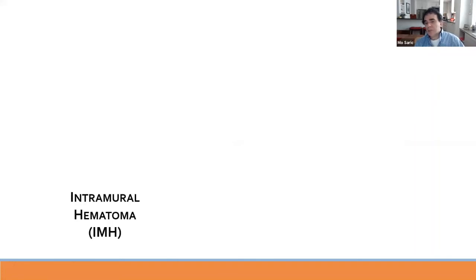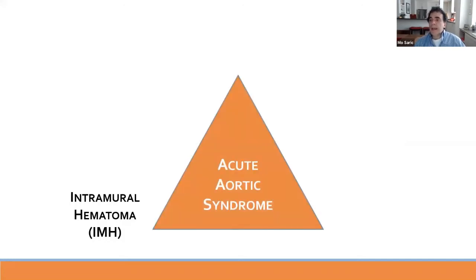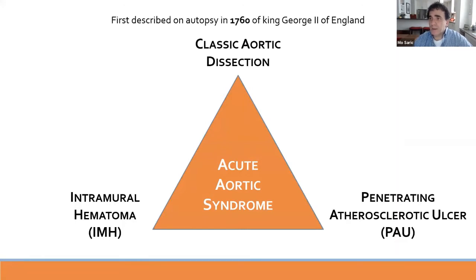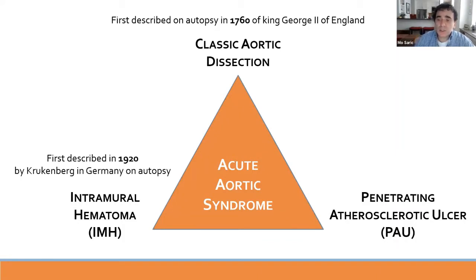So intramural hematoma is a part of the dissection spectrum. And this dissection spectrum is also referred to as acute aortic syndrome, which includes intramural hematoma, penetrating atherosclerotic ulcer, as well as classic aortic dissections. The aortic dissection was first described on autopsy in 1760 of King George II of England, while intramural hematoma was described much later in 1920 by Krukenberg in Germany on an autopsy.